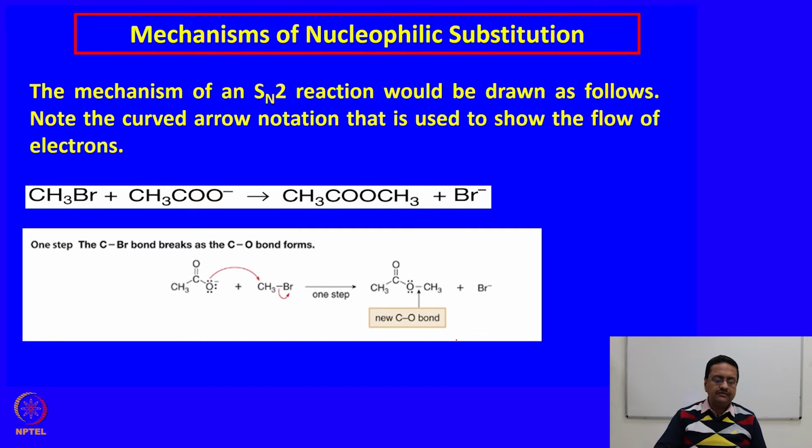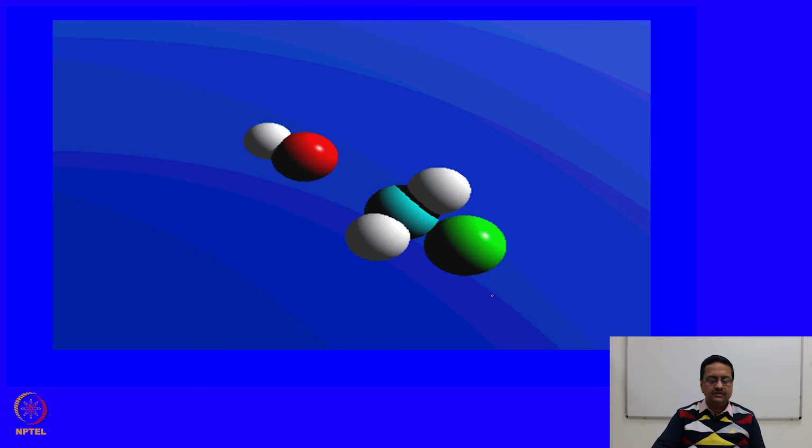The mechanism of an SN2 reaction would be drawn in the following way. Note that the curved arrow notation is used to show the flow of electrons, which I have been using from the beginning itself. So, when you have a nucleophile like acetate, the electron from oxygen attacks the carbon which is bonded to the bromine atom, and in one step the product is formed and bromide ion is eliminated. So, this is how the reaction happens.